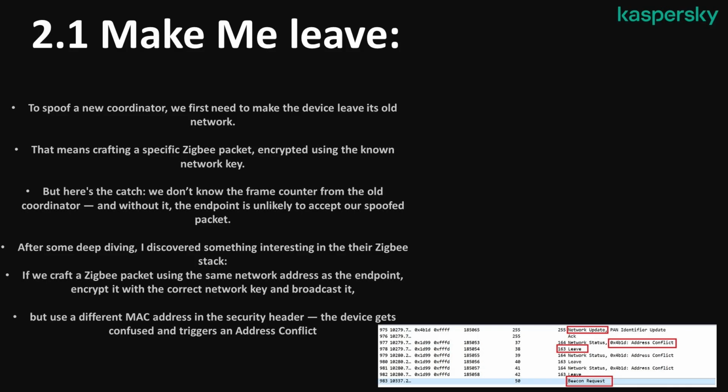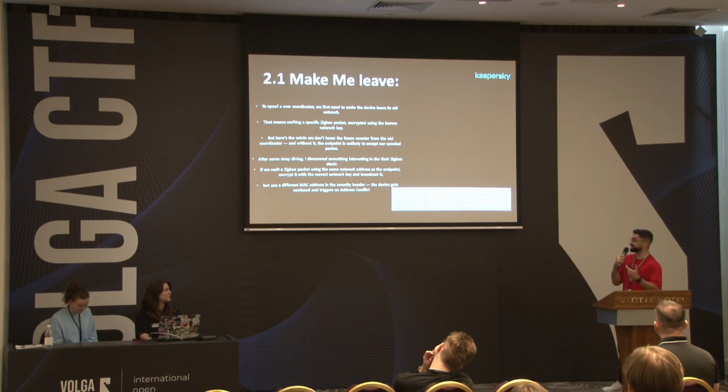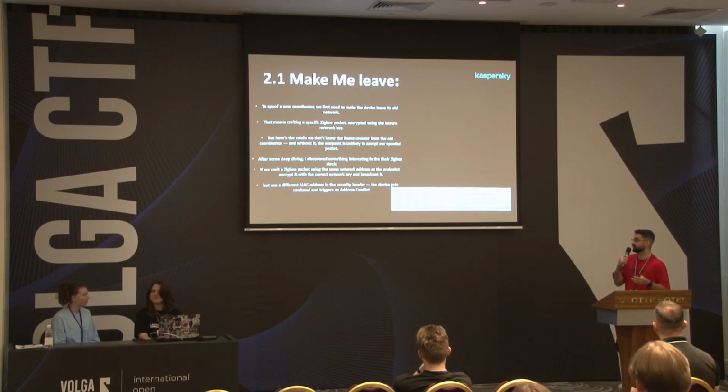I started reading the documentation, I mean the Zigbee specification, and I found an interesting behavior. They said, if the node detects some other node in the network that uses the same short address, meaning there is a conflict in addressing, because it's like 2 bytes and most likely will be the same, the node should immediately leave the network.